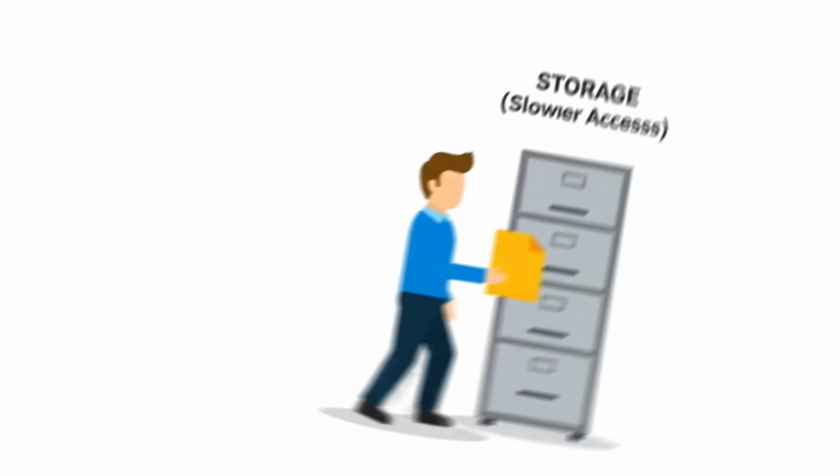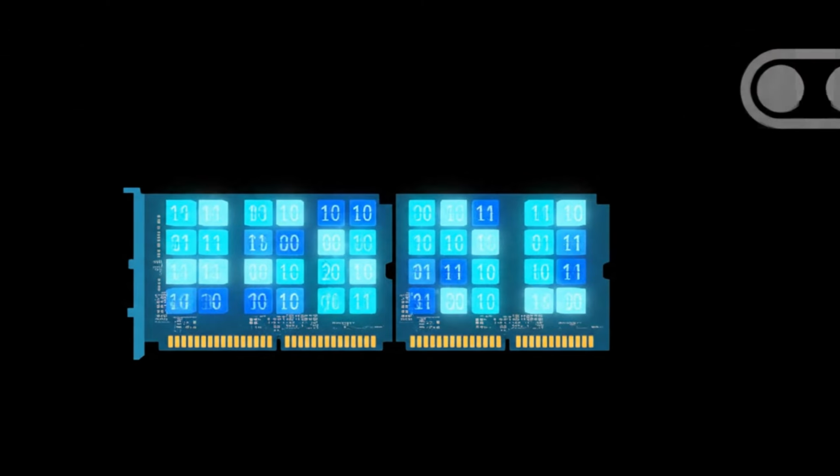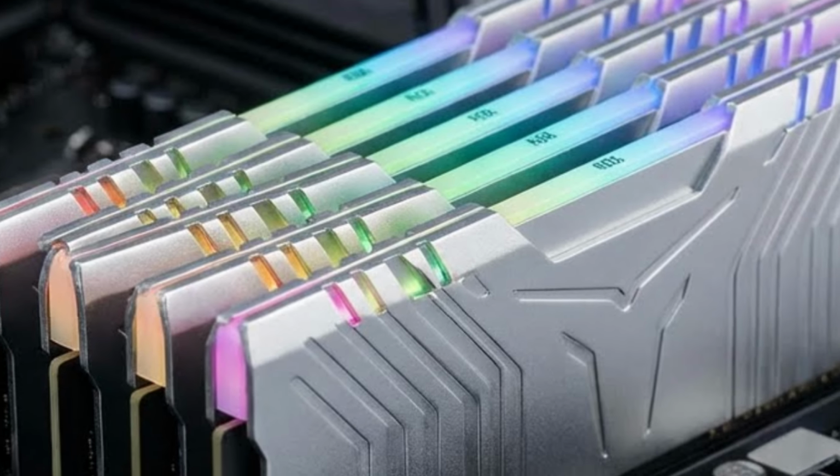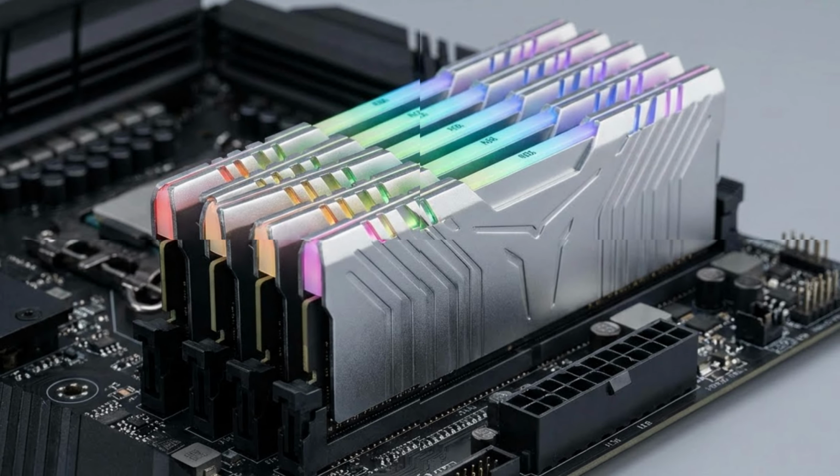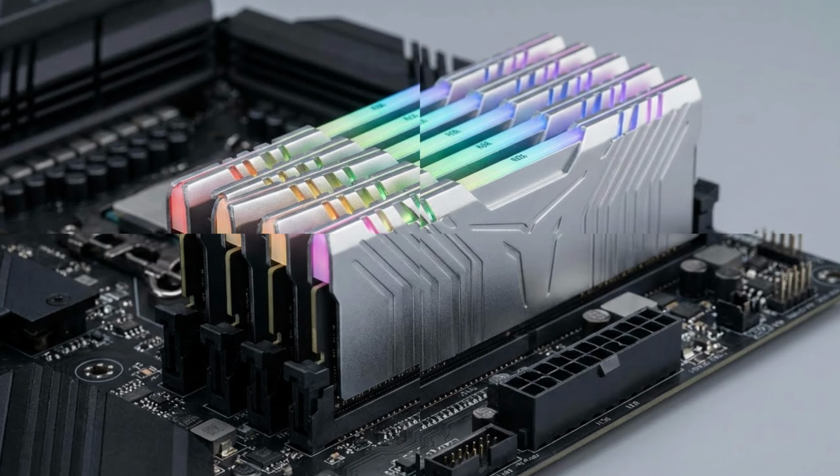Now here's a key concept. RAM is called volatile memory. What does that mean? It means the moment power is turned off, everything inside RAM is erased. That's why unsaved work is lost when your system shuts down unexpectedly. And no, this is not a flaw. It's actually a design choice. Because speed always comes with trade-offs.